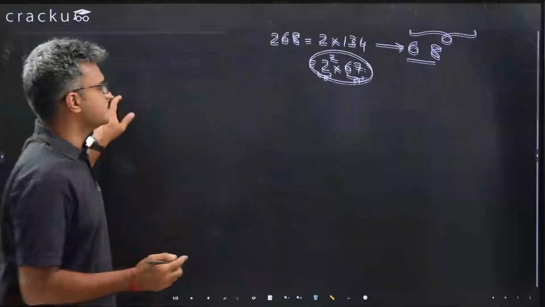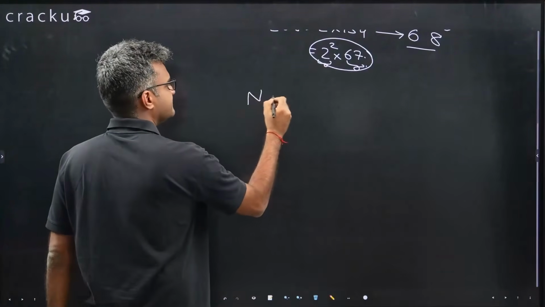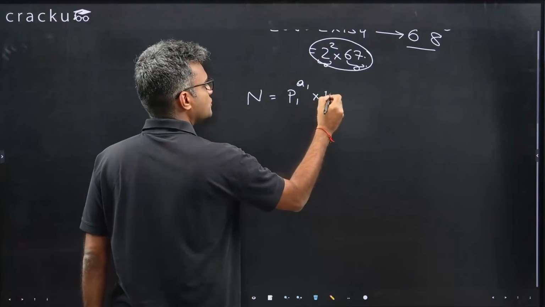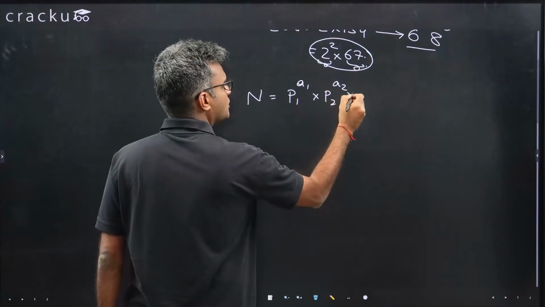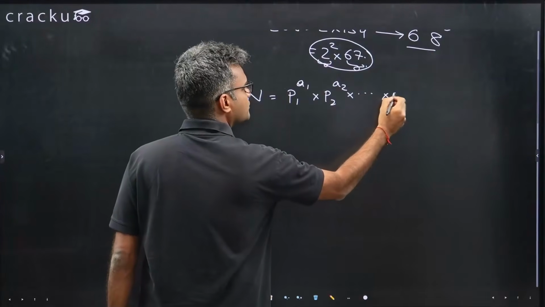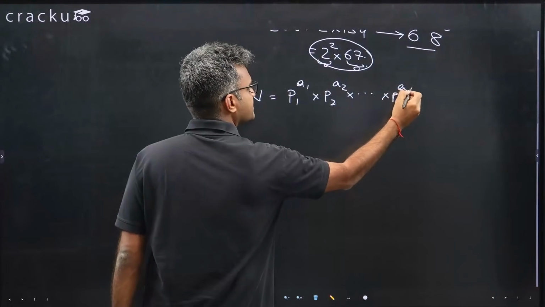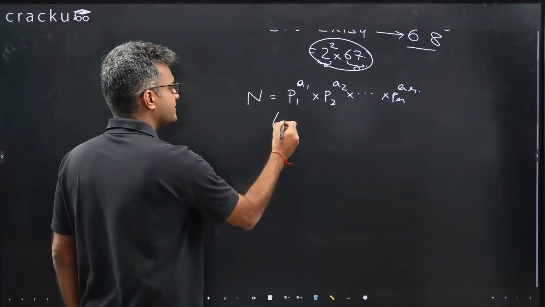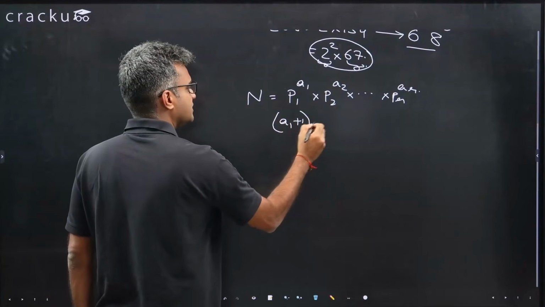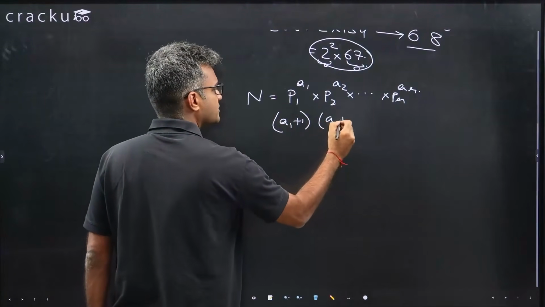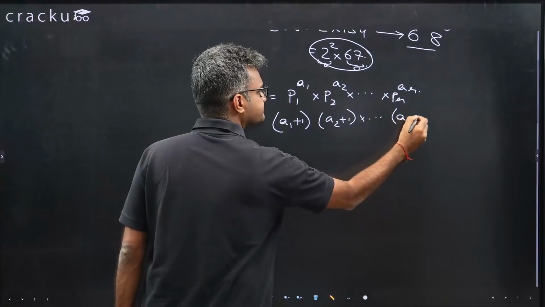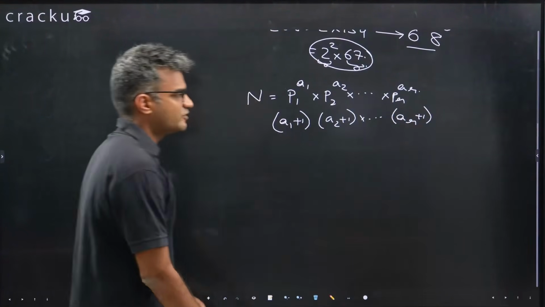For any given number n, if this is of the form p1 to the power a1 into p2 to the power a2 into dot dot dot into pr to the power ar, the number of factors of n will be equal to a1 plus 1 into a2 plus 1 into dot dot dot into ar plus 1. This is the number of factors.